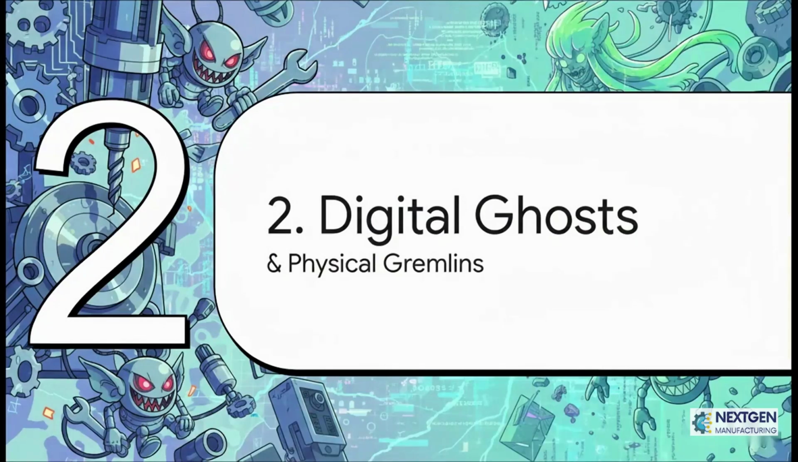So let's talk about these gremlins. Where do they even come from? Well, you've basically got two types. You've got your physical gremlins, the ones you can actually see and touch, lurking in the machine itself. And then you have the digital ghosts, the ones hiding in the code.